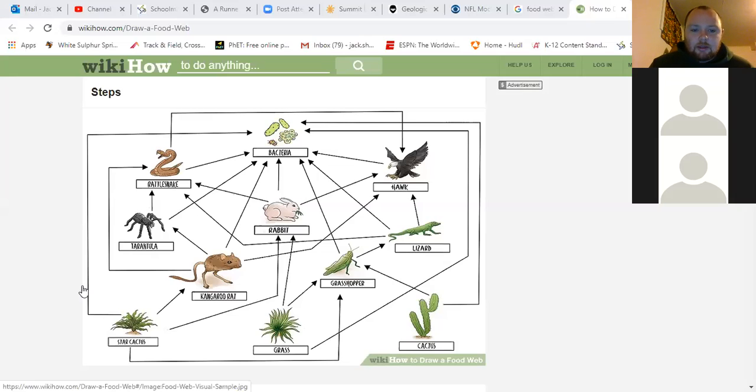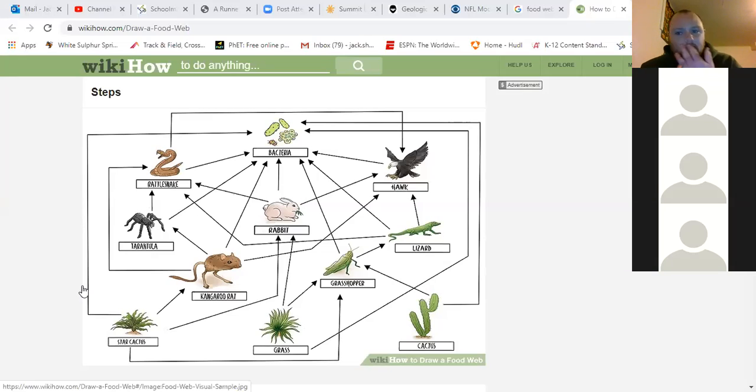What two things, again, kind of forget about the bacteria. What two things eat the kangaroo rat? A hawk and a tarantula. Yeah, the hawk and the tarantula eat the kangaroo rat, okay? You can see that these, so what would that make the hawk and the tarantula? Secondary consumers. They are secondary consumers, okay?